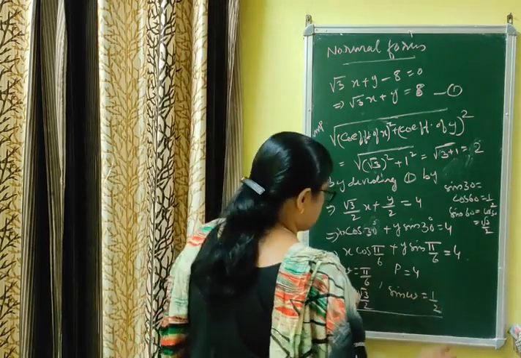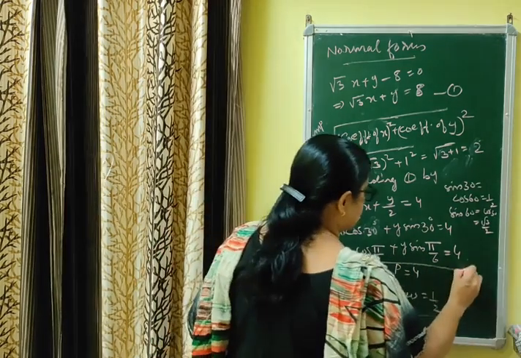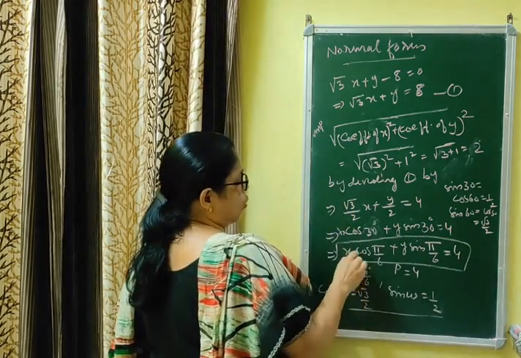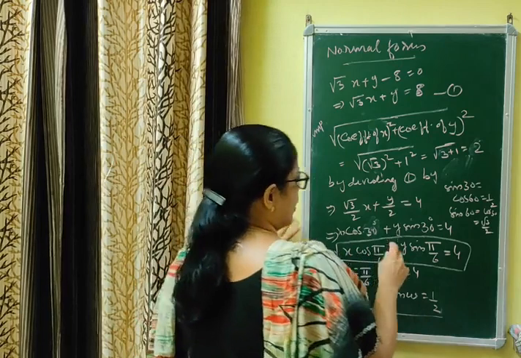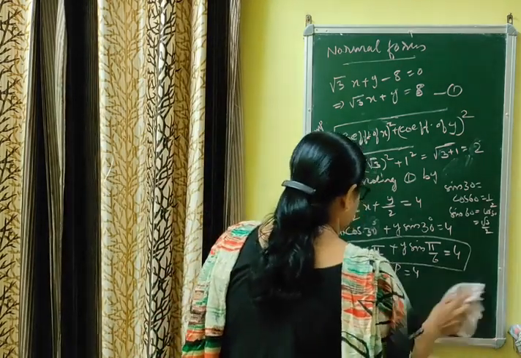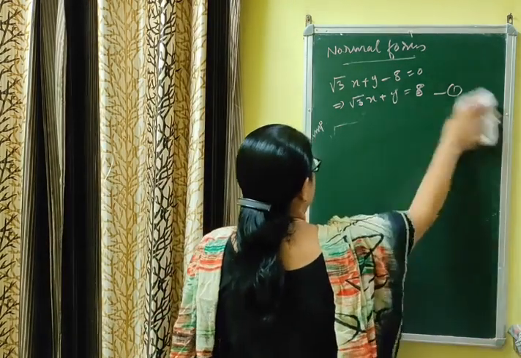This is the first question. But I suggest to write this in the form of angles, because you know the value of root 3 by 2 for cos of the respective angle as well as value of 1 by 2 for sine of the respective angle. Now first question is over.